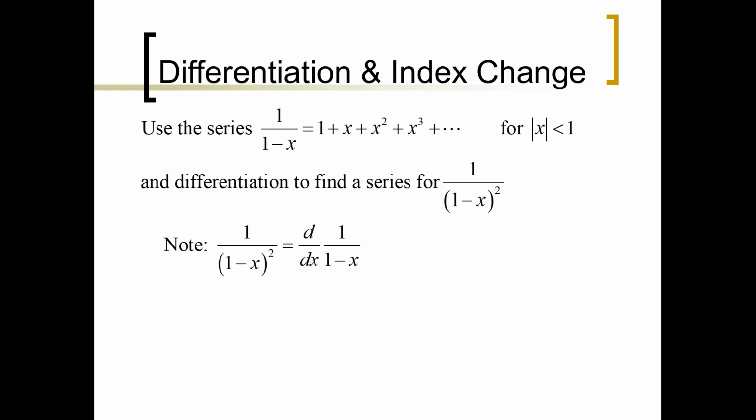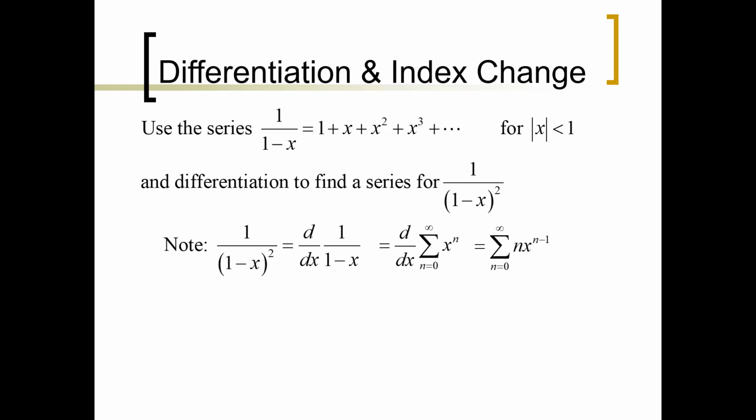And use differentiation to find the series for 1 over 1 minus x squared. Because I noticed that that function, 1 over the quantity 1 minus x squared, is just the derivative of 1 over 1 minus x. So then just take the derivative of all those terms in the power series, because that's how you do derivatives for power series. So taking the derivative of the overall formula gives you that.